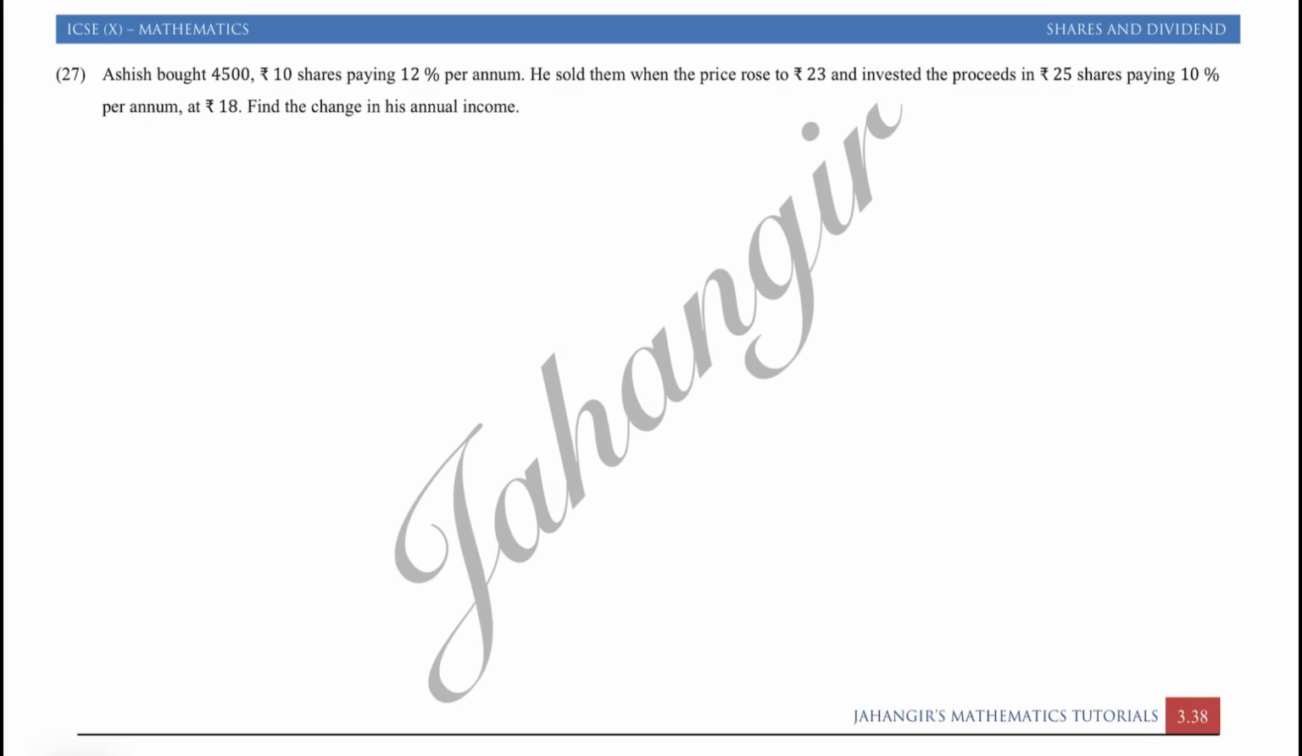Question number 27, almost similar to the previous question. Ashish bought 4,500 rupees 10 shares paying 12% per annum. If he sold them when the price rose to 23 rupees and invested the proceed, means the amount received on selling, in another company whose face value is rupees 25 and which pays 10% per annum dividend, buying at rupees 18, you have to find the change in his annual income.